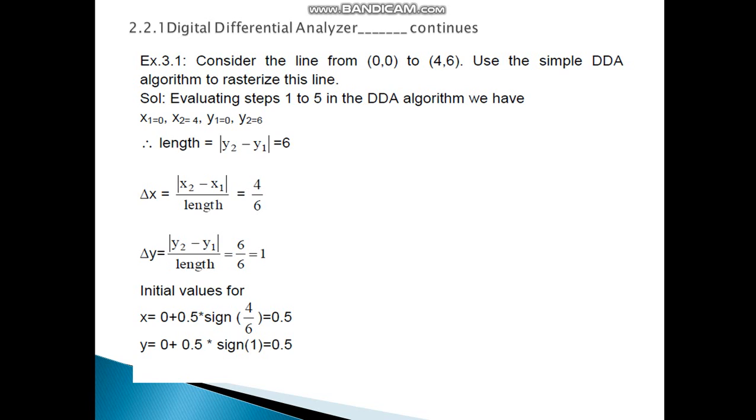For the steps, if delta x is greater than delta y, then step is equal to delta x. Otherwise step is equal to delta y. Here step is equal to 6 because delta y is greater than delta x. Then delta x is equal to x2 minus x1 upon length, which is 4 upon 6, and delta y is equal to y2 minus y1 upon length, which is 6 upon 6 is equal to 1. Initial values for x is equal to 0 plus 0.5 into sign of 4 upon 6 is equal to 0.5, and y is equal to 0.5.